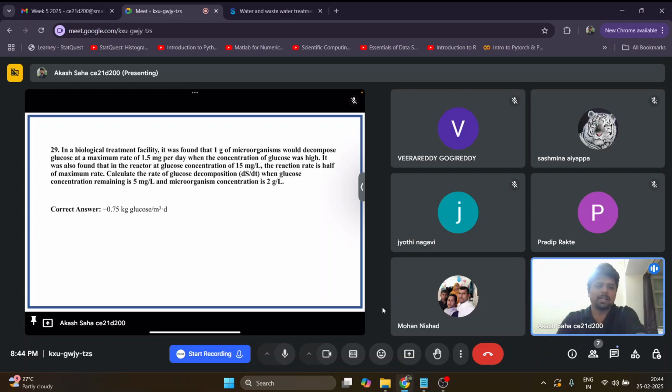Also, I'll give you the correct answer. The correct answer is dS by dt is minus 0.75 kg glucose per meter cube per day. You can make a note of it, and see if you are getting the correct answer when you solve the problem.